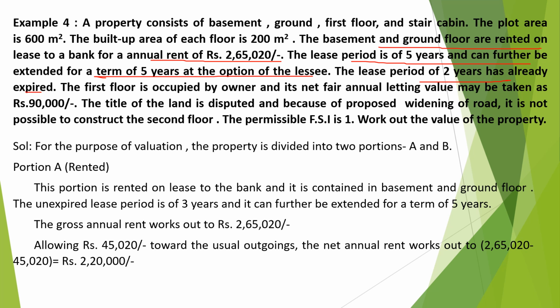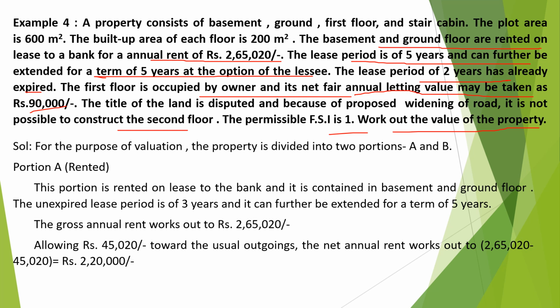The first floor is occupied by the owner and the net fair annual letting value may be taken as rupees 20,000. The title of the land is disputed, and because of the proposed widening of the road, it is not possible to construct the second floor. The permissible FSI is 1. Work out the value of the property.